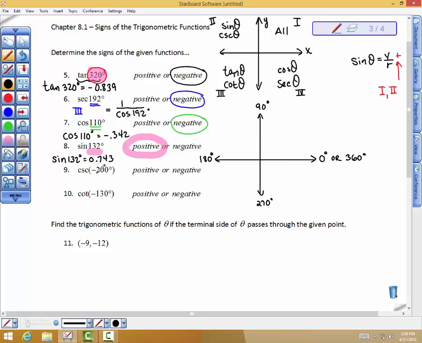A negative 200 degrees. So where is that?